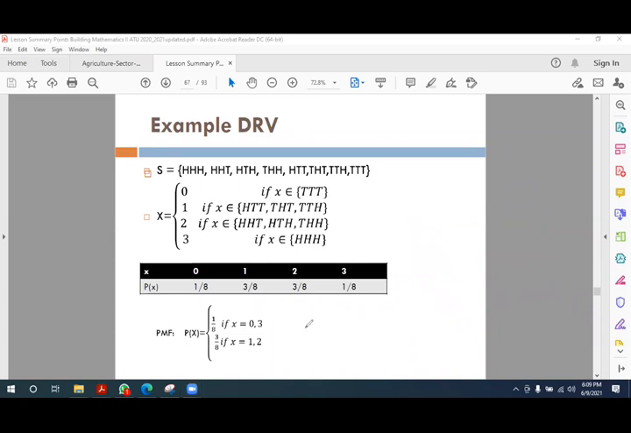Instead of writing this, I can easily give you the probability of X equal to x, if X is equal to 0 and 3, and then 3 over 8 if X is equal to 1 and 2. Sorry, 1 and 2.